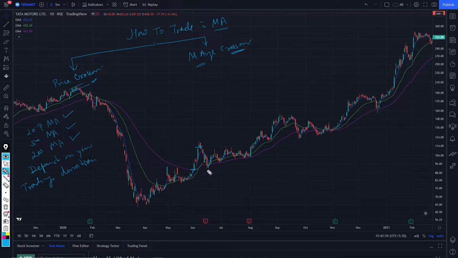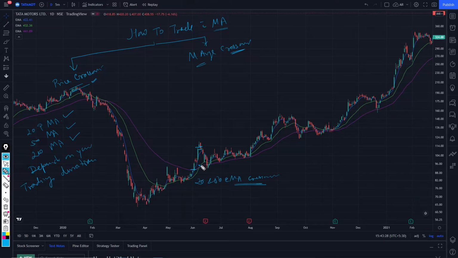You can use it. The other is the moving average crossover. What you will do is see where the 20 period moving average crosses the 50 EMA. So here it is crossing again. I'll tell you how to use this crossover also. It is crossing over here, but you want the confirmation. Here it is crossing. You will not take entry here.